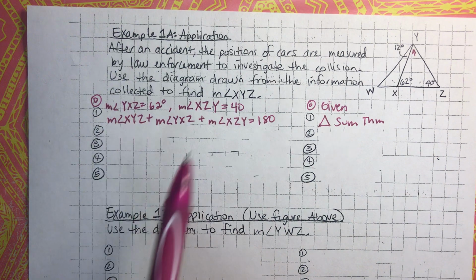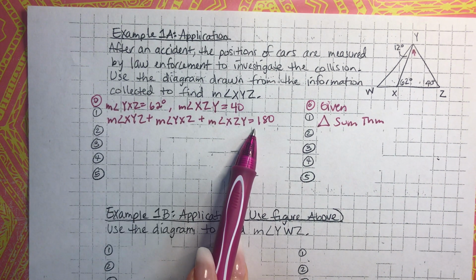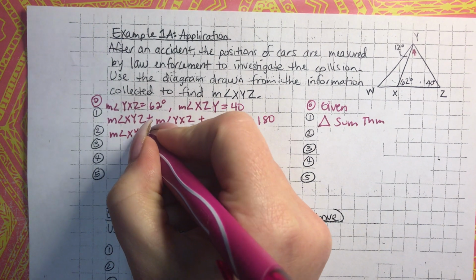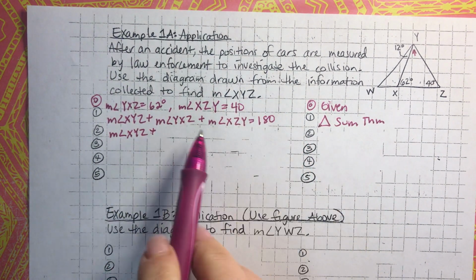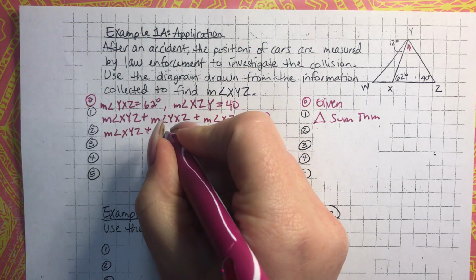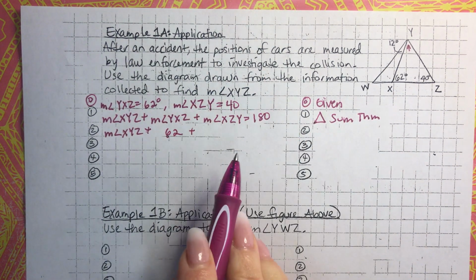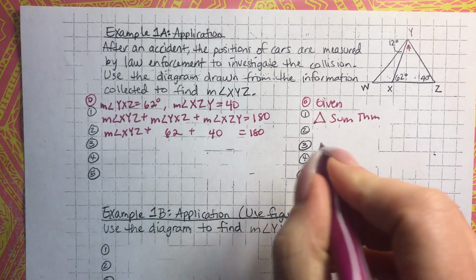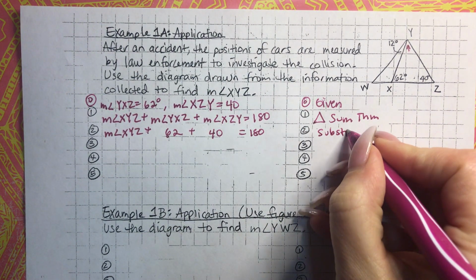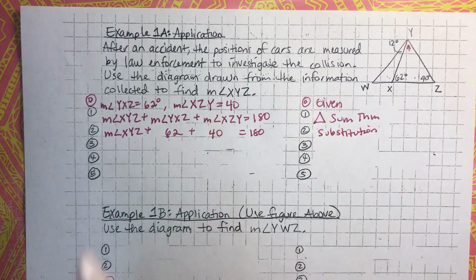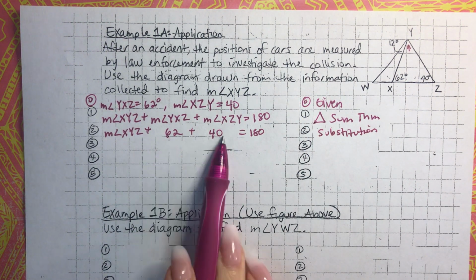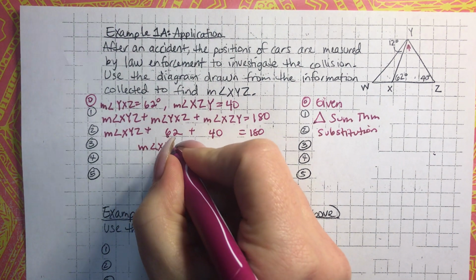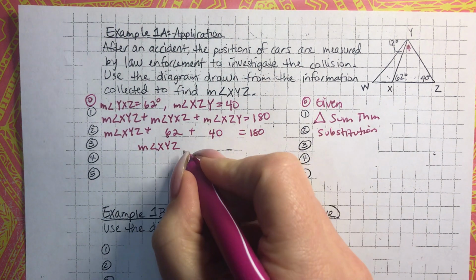Okay, then the next step is just substituting these values into the equation. Okay, so this is 62 plus this is 40. That is substitution. All right, now we just simplify, right? We need to add those two together. What is that, 102?